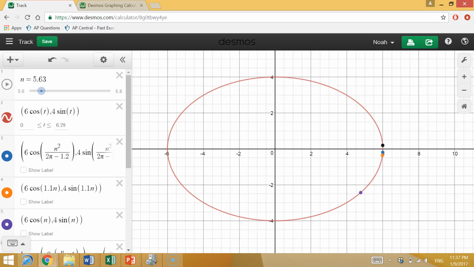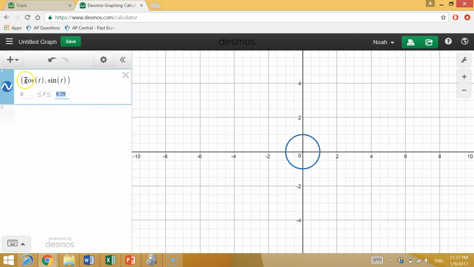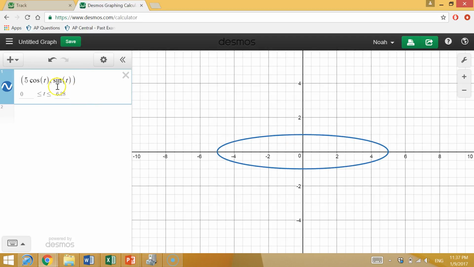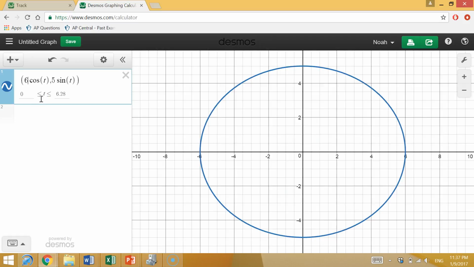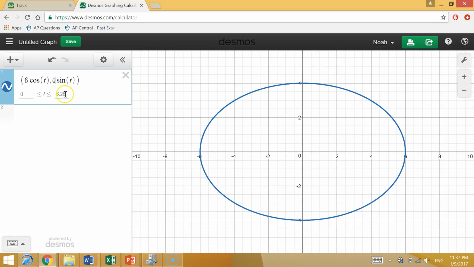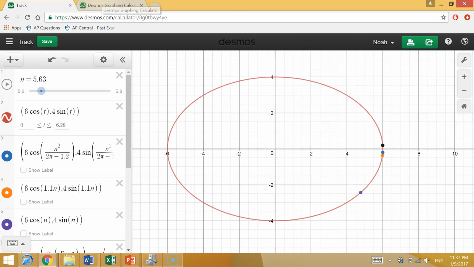But in my track that you saw, it's not a circle, it's an ellipse. And in order to get that, instead of just having cosine and sine, you could do like 5 cosine t and 5 sine t. That would make you a circle that had a radius of 5. But what we're going to do is make it a little bit wider. So we're going to do 6 cosine t and 4 sine t. And then we get that nice oval that we had before. Mine was red, but it doesn't really matter what color it is, so we'll just leave it blue.